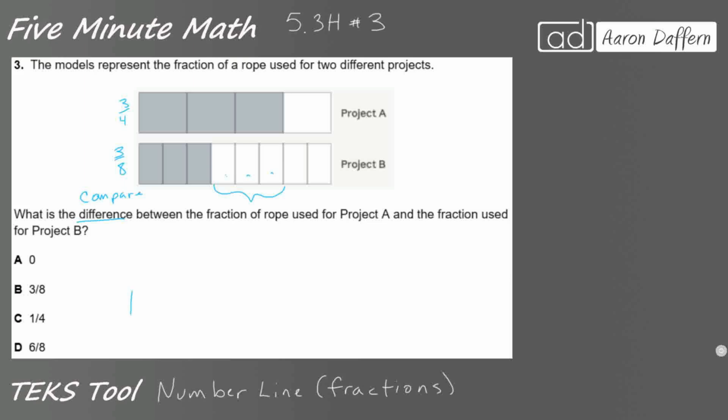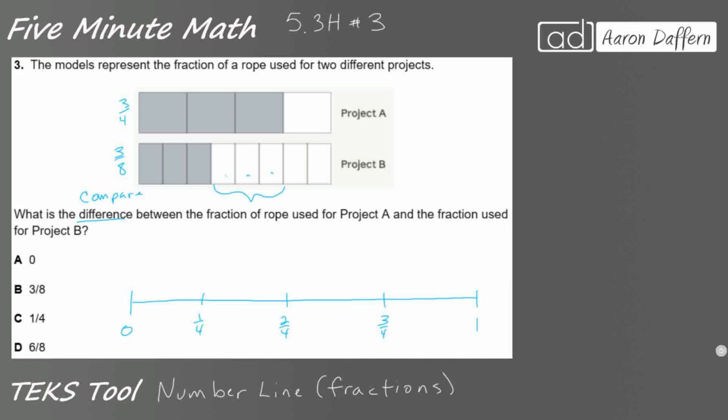Well, let's start with a number line. And let's start with our initial fraction. So what is our initial fraction? Our initial fraction is 3/4. So how I make fourths is I'm going to cut it in half, and then I'm going to cut each half in half. Let's go and label it. 1/4, 2/4, 3/4. All right, now we also need eighths because there's 8 pieces in project B.